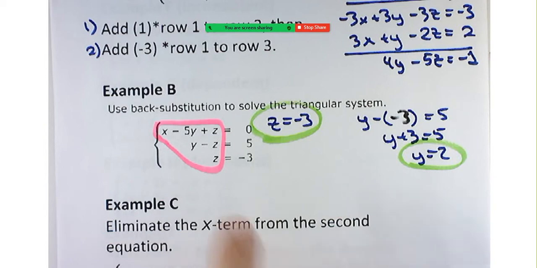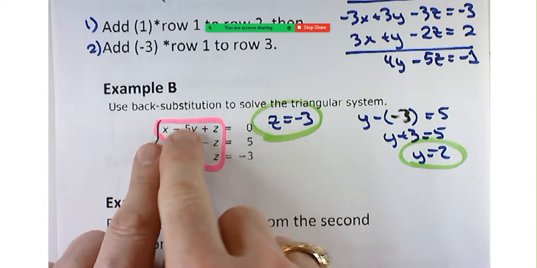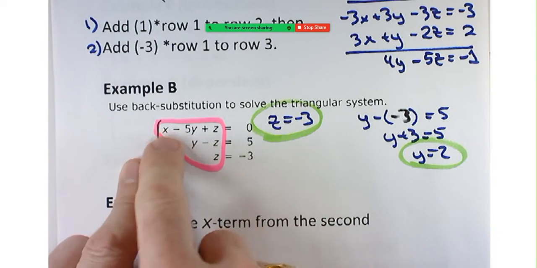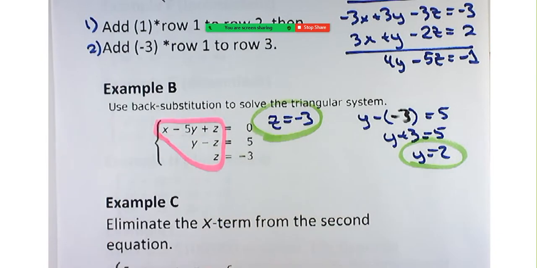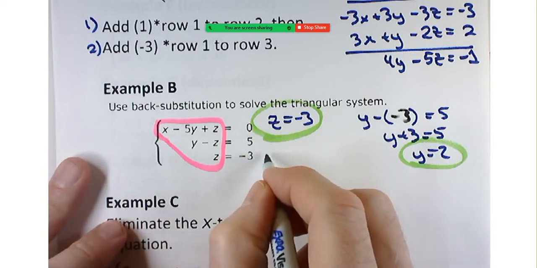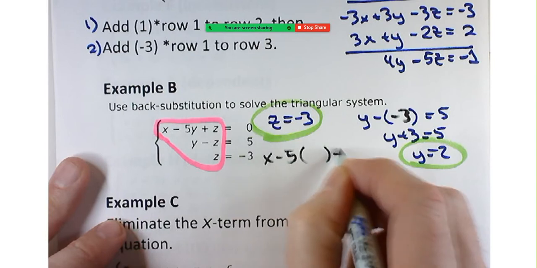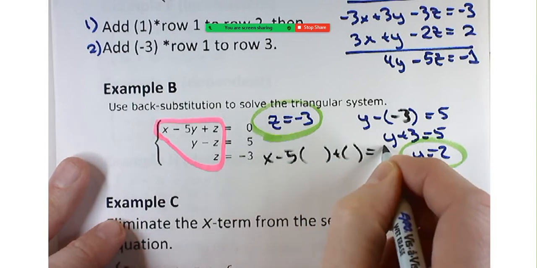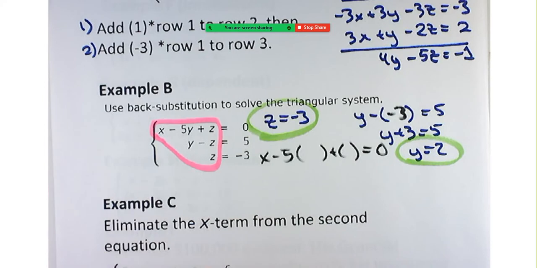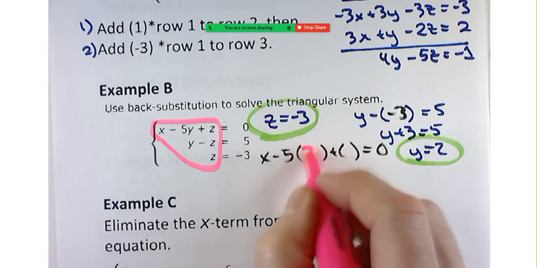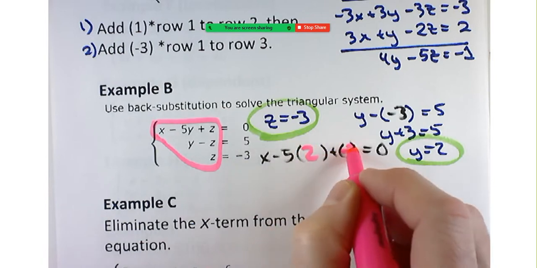Now for that last one, I need to go up to the first equation, because the first equation has an x in it. And I need to have an x in this equation if I want to solve for x. So it's going to be x minus 5y plus z equals 0. So let's put that in there and see if we can't solve. So I'm going to put in the 2 for y and the -3 for z.